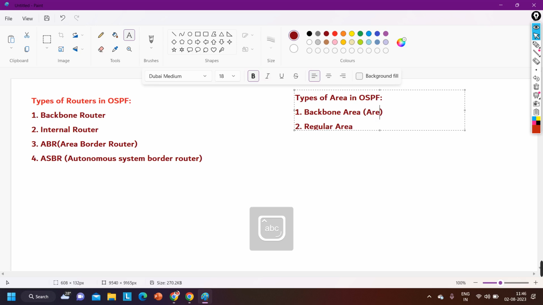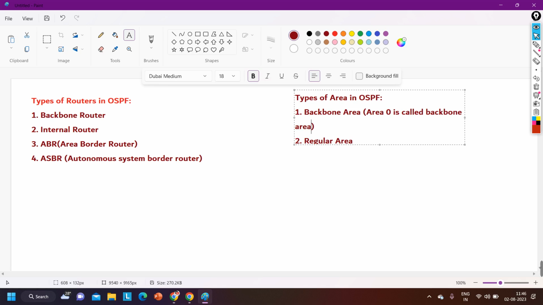Area zero is called backbone area. Getting my point? Area 0. Till now we had configured area 0 only.